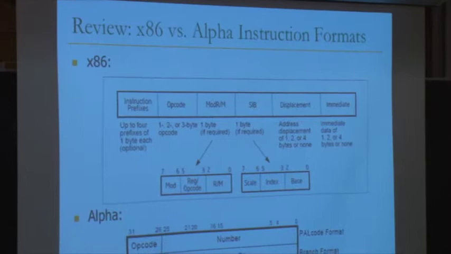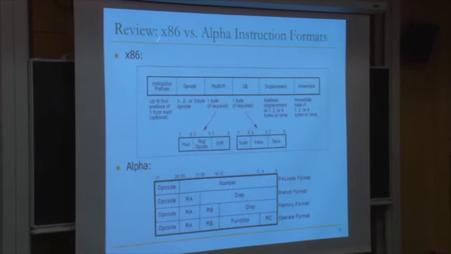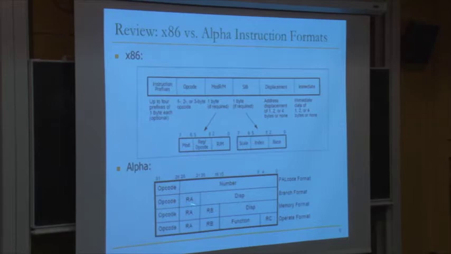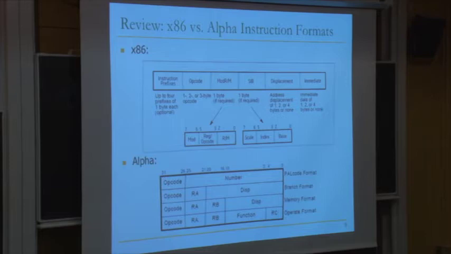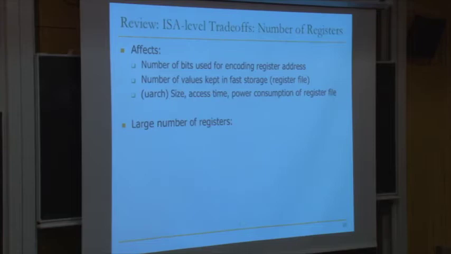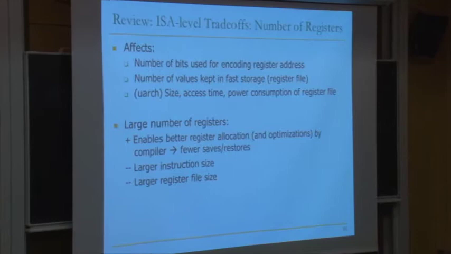Okay. We saw the x86 versus Alpha instruction formats. And you see how regular and nice Alpha is and how irregular x86 is. Although regularity apparently is not the determinant of success in the market, right? Alpha is now pretty much a dead ISA, and x86 is still going strong, although it has a lot of contenders like ARM. Okay, and we've talked about the number of registers. I'm not going to cover this. This is, again, for your benefit. There are positives and negatives to having a large number of registers.